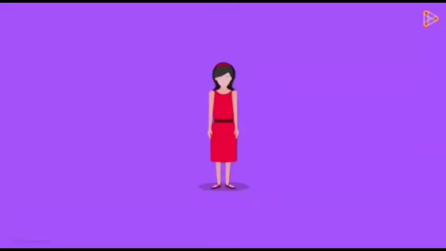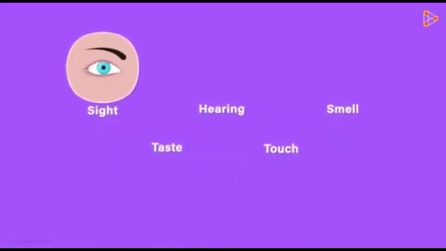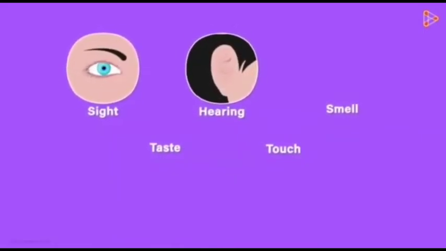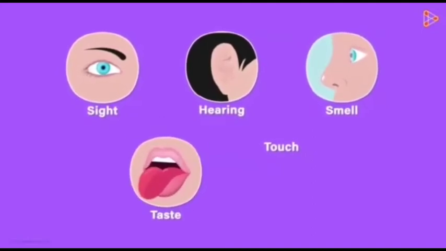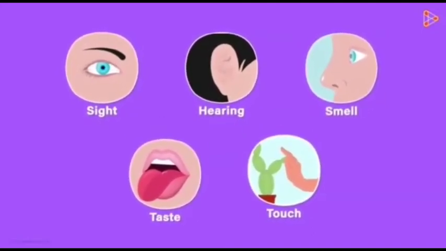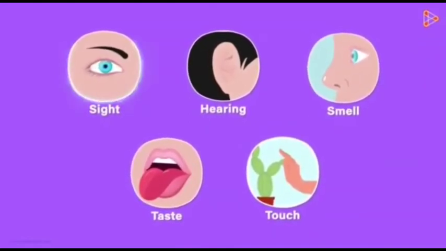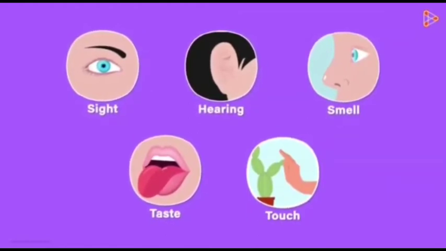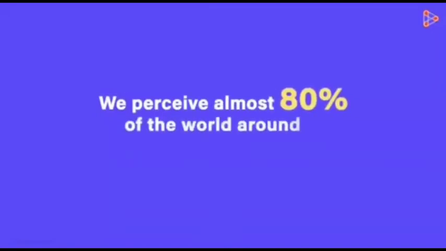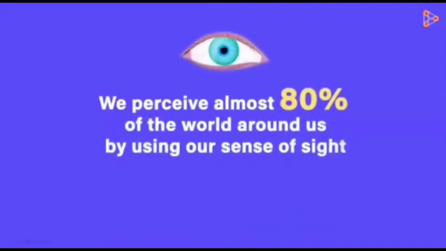How do we humans perceive the things around us? We have 5 senses that help us to interact with the world around us. These are sight, hearing, taste, smell, and touch. Eyes help us to see things, ears help us to hear sounds, we smell with our nose, taste with our tongue, and the sense of touch is provided by our skin. Of course, all senses are important, but the sense of sight is the most important. Here is an interesting fact. We perceive almost 80% of the world around us by using our sense of sight.